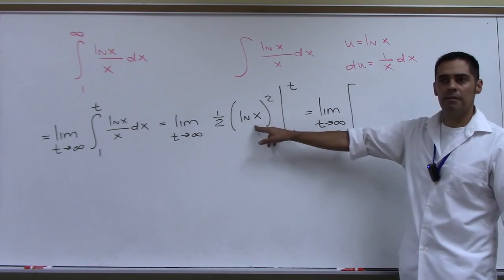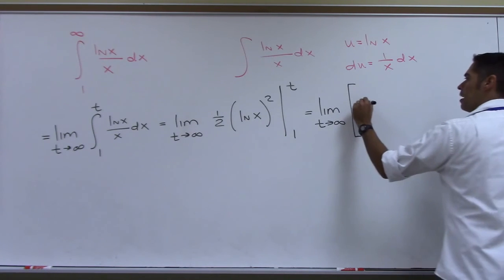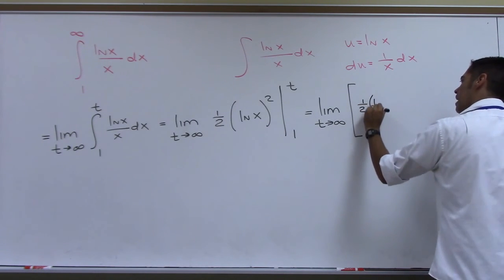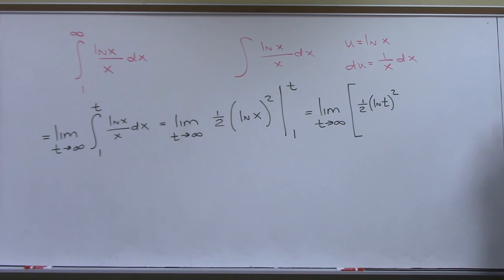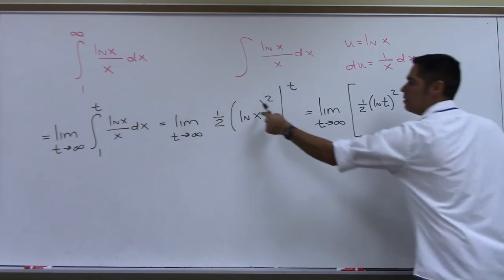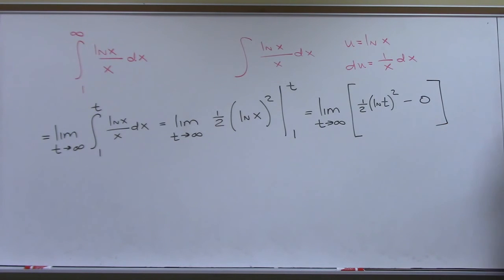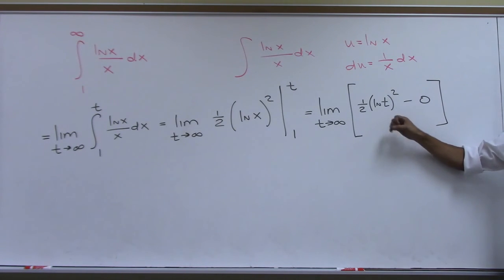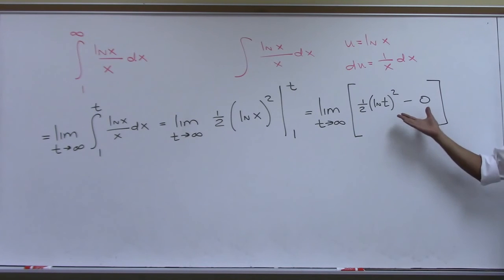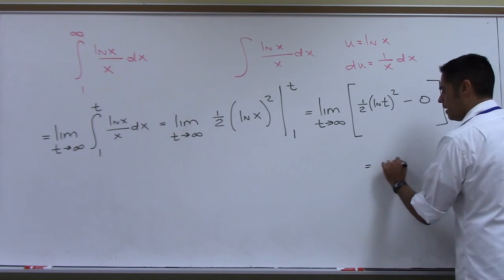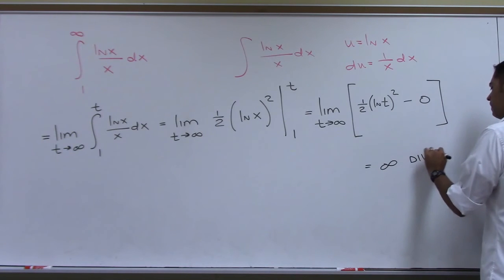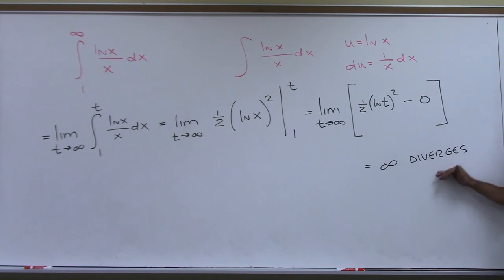T goes in here, right, first. So you get 1/2 natural log t squared. That's what you get if you plug in t. And then minus, now plug in 1. Natural log of 1 is 0, so this is just 0. And now let t go to infinity. Natural log of infinity blows up, right? This goes to infinity, which means it diverges. The integral diverges.